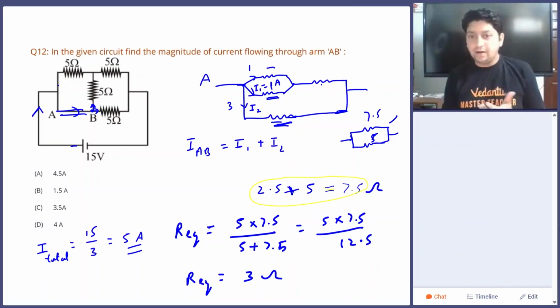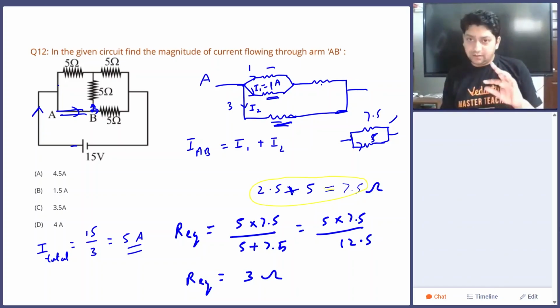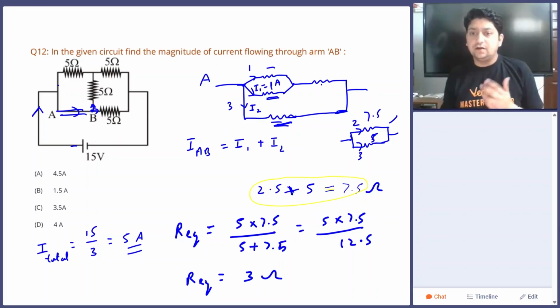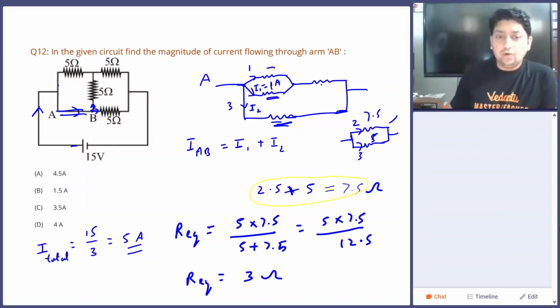And the current will be divided in the opposite order. The current passing through this resistance will be 3 parts, and the current passing through this 7.5 ohm, the upper portion, will be 2 parts, right? Overall the current is 5 ampere, so it is quite easy for us to divide it.